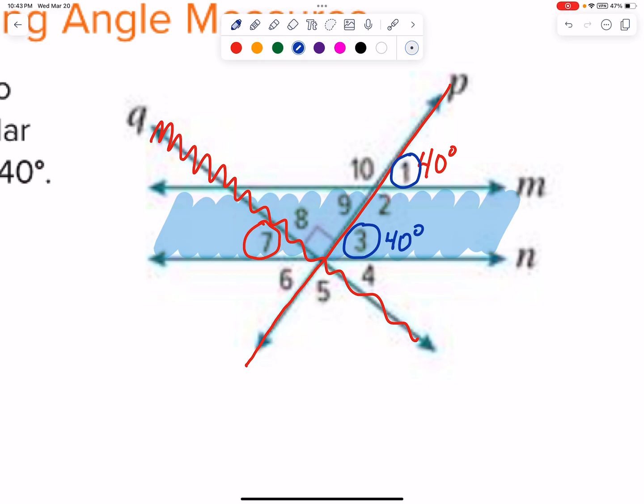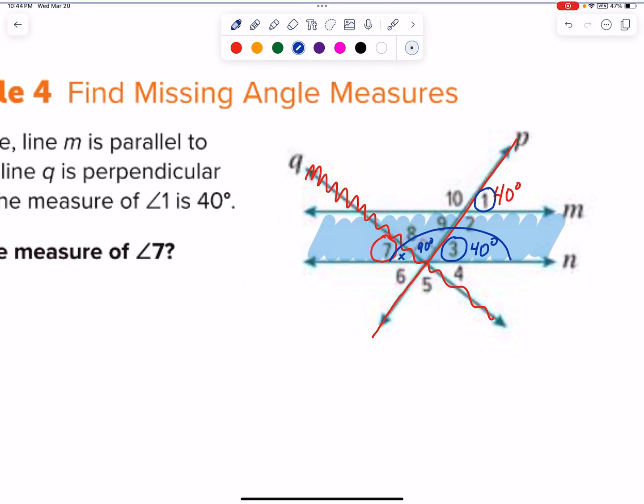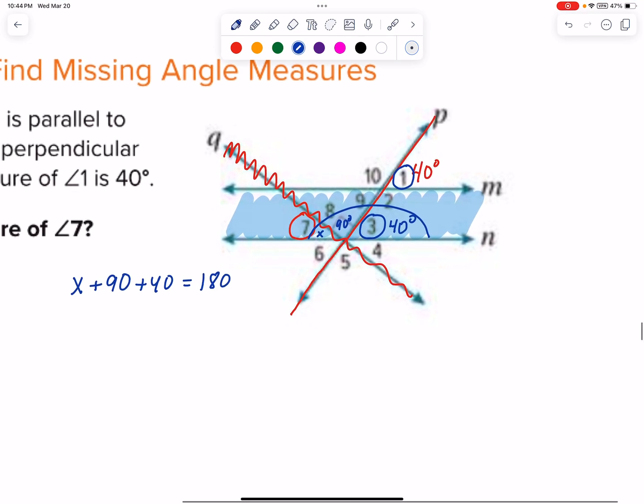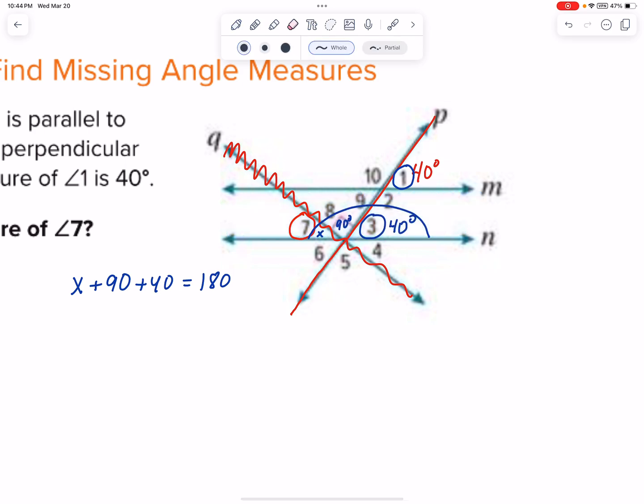So now, if I know this is 40, I know that the angles on this line equal 180, right? They're the supplementary angles, those adjacent ones on a straight line. So that means that angle 8, which is 90, and angle 7, which would be like X, and angle 40, they all should add up to 180, right? So that's one way I could think of it. I could say X plus 90 plus the 40 have to equal 180, okay? So we could do it that way to figure it out, okay? Let's look at another way, okay?